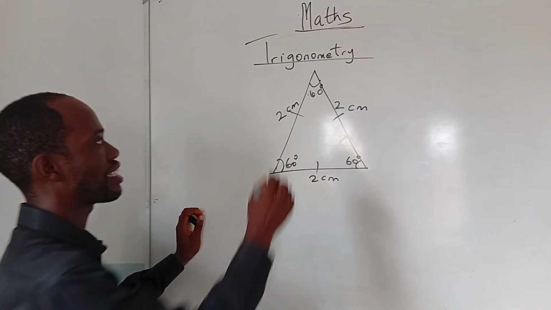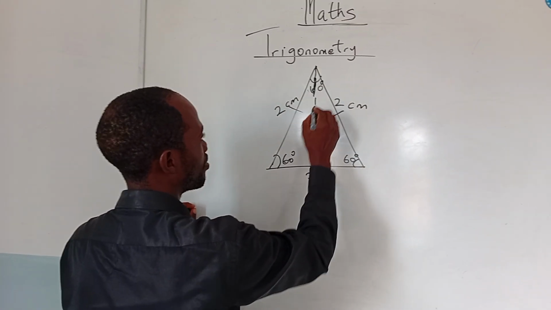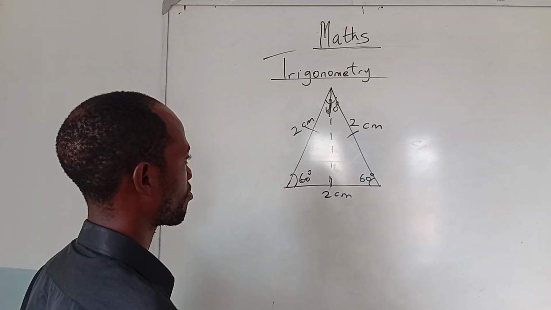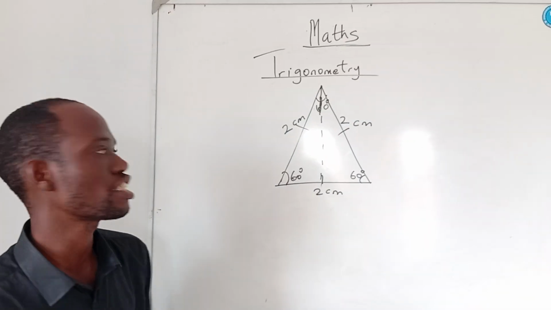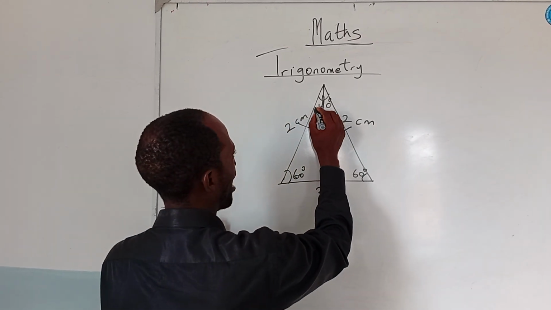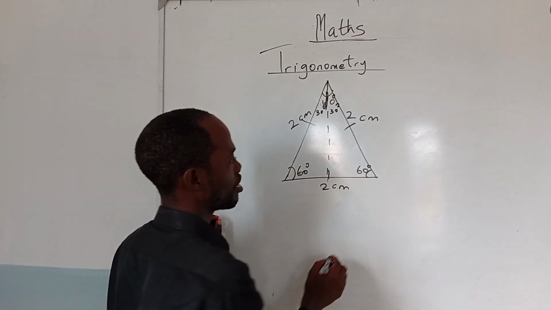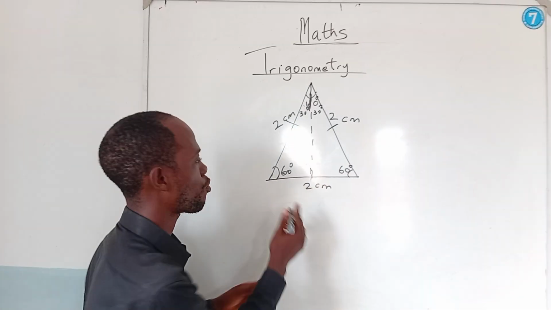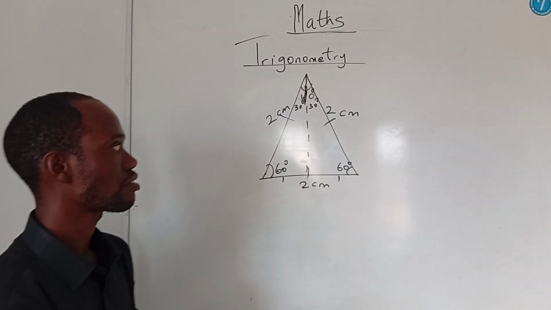Now, I will split this triangle, meaning this angle will be divided into 2. That is, this part will be 30 degrees, and this part will be 30 degrees. Also, this side 2 will be broken down. This will be 1 and this will be 1.